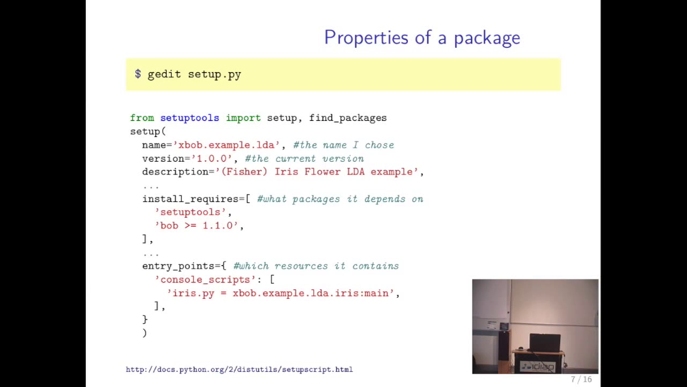And it also declares entry points. In this case, it's just scripts that the package provides to the user. These are things that buildout is going to instantiate for you locally in your bin directory. There will be a script called iris.py, and to implement that script, it uses this module here from the example, xbob.example.lda.iris, the function main within that module. That's what it's doing, okay? If you want to know, there are more fields that you can put in the setup script to define your own package. There's more information on the link there. If you just click on the slide, you're going to be able to see that.